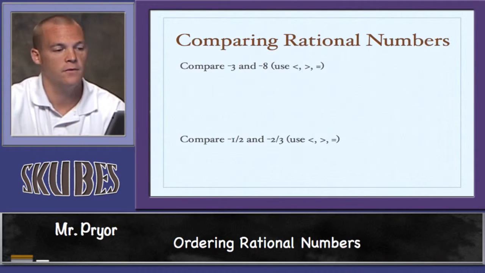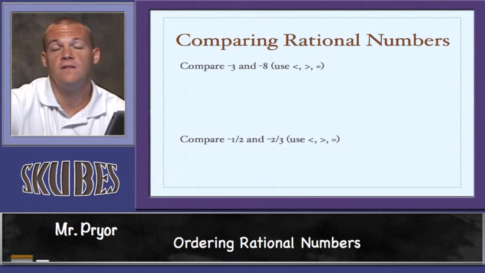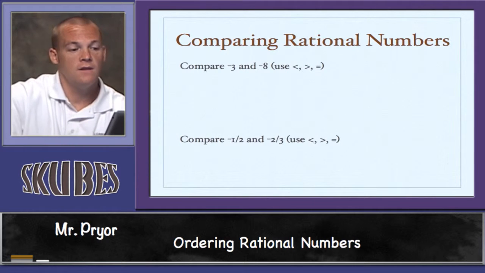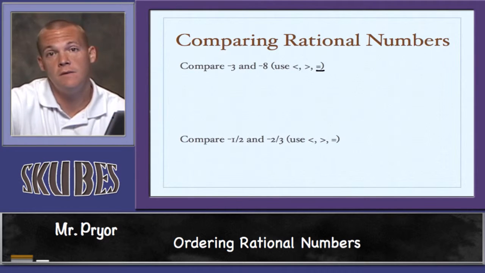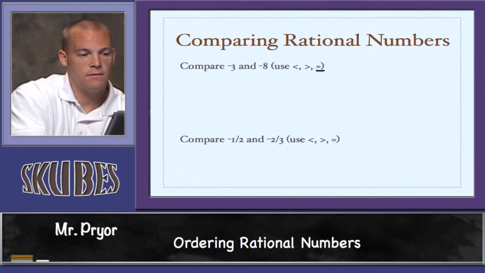The first examples we'll look at are comparing them. We're simply trying to use these inequality signs to show which number is larger and which number is smaller. In some cases, you may run into an instance where the numbers are actually equal, so you need to be aware of that. Let's take a look really quick at -3 and -8.